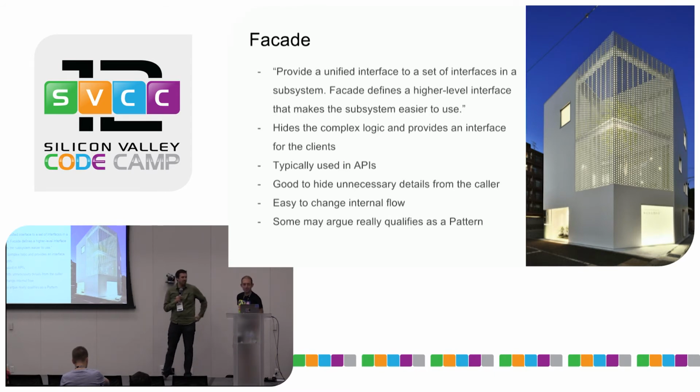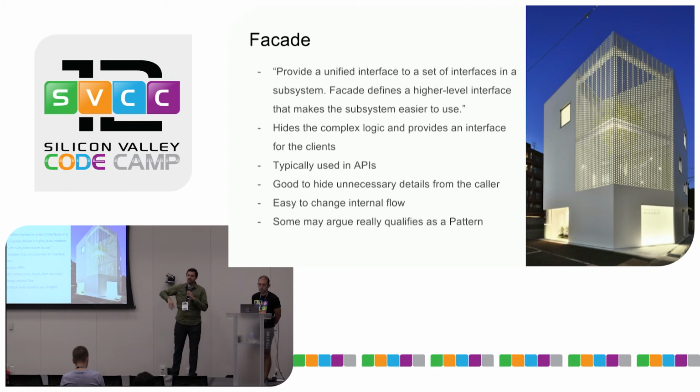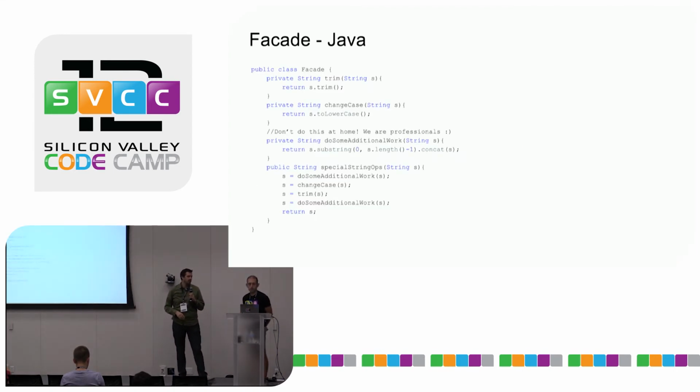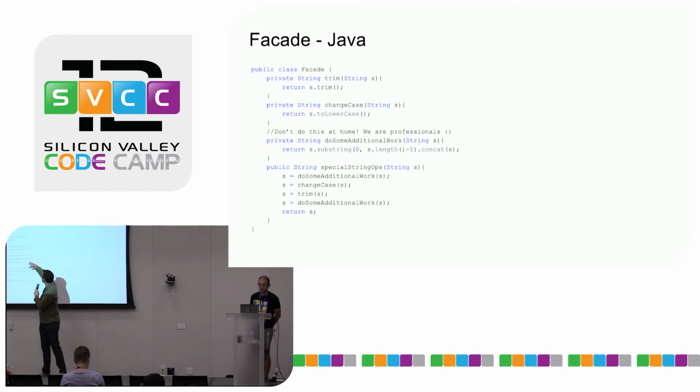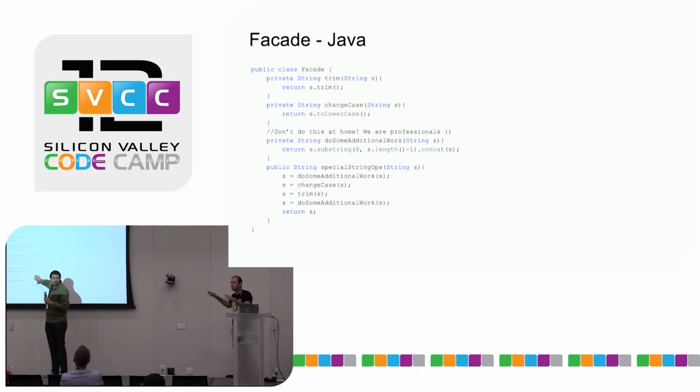All right. Facades. Basically, a facade is where you're trying to provide an API, and you want to limit the external surface of what you're providing, and encapsulate all the complexity on your end. So here's an example. We've got several private methods here that do some amount of work, which is super, super prone to exceptions, so don't do this at home.